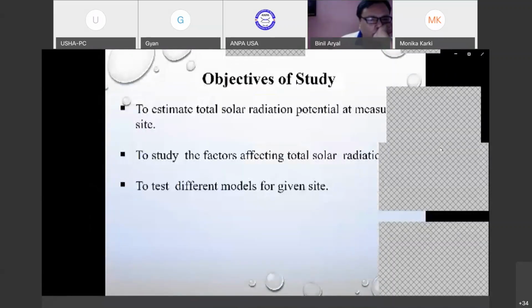Moving to the objectives of the study, the objectives are to estimate the total solar radiation potential at the measuring site, to study the factors affecting total solar radiation, and to test the different models for the given site.